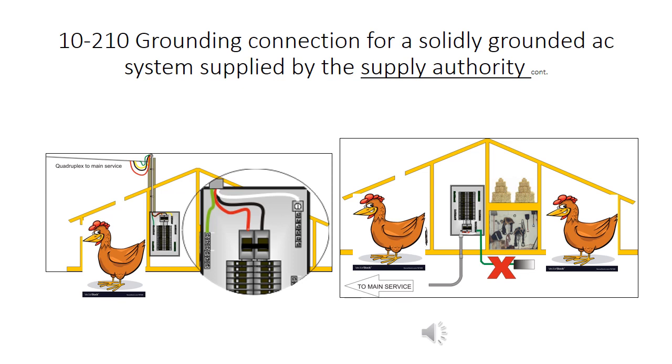The photo on the right, the feeder installed in conduit from the main electrical distribution center does not contain a bonding conductor, and a ground is reestablished. This is not permitted anymore.